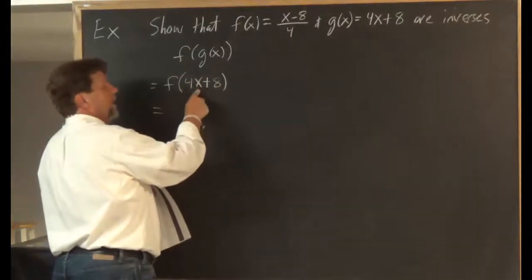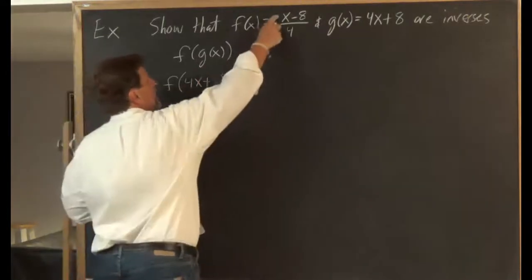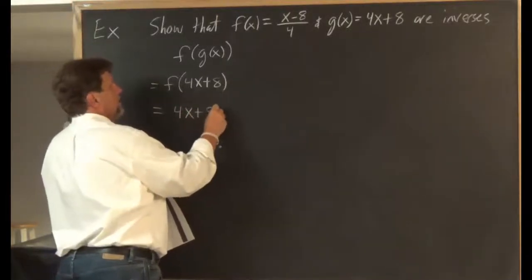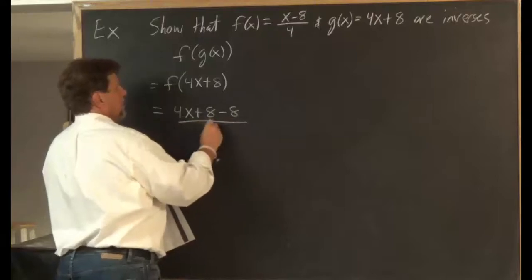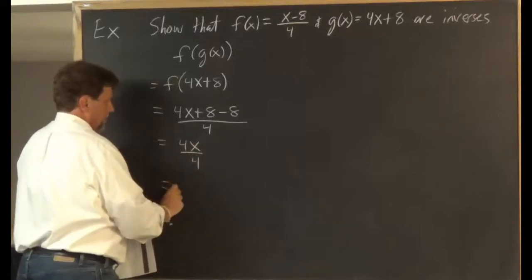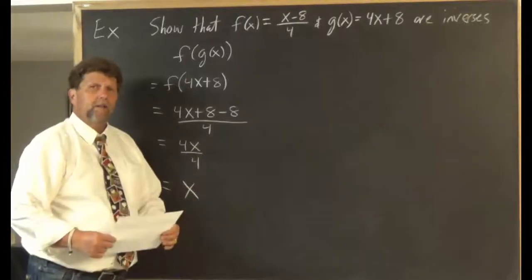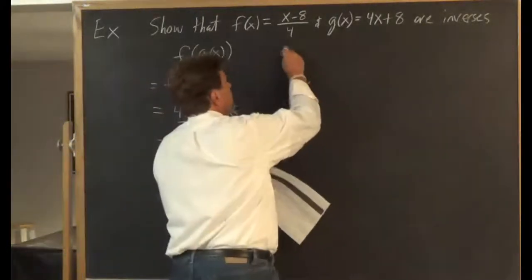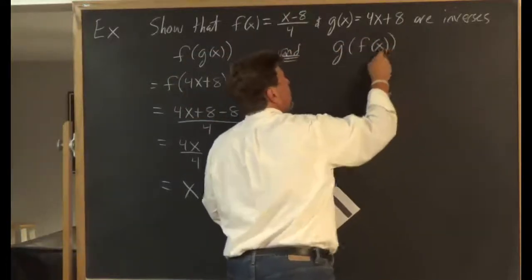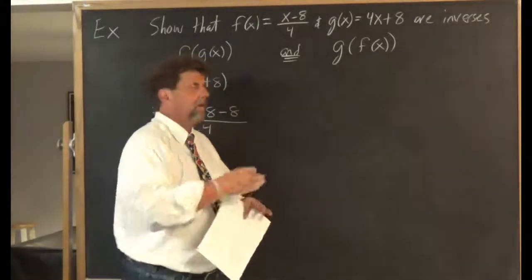To find f of 4x plus 8, we take 4x plus 8 and we toss it into function f where we see x. So we have 4x plus 8 minus 8. And we'll see that simplifies to 4x over 4, which equals x. So f of g of x does equal x. But we also have to do g of f of x. Both compositions have to equal x in order to claim they are inverses of each other.